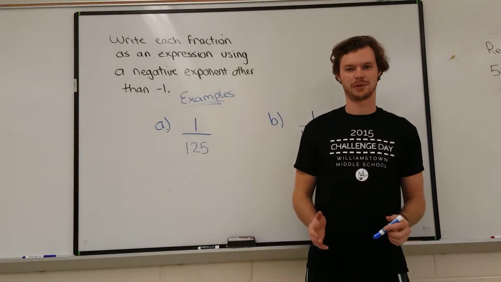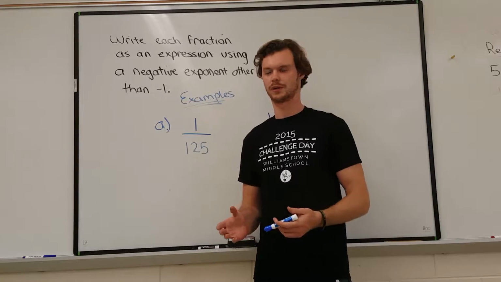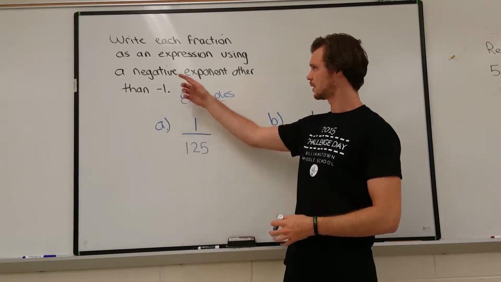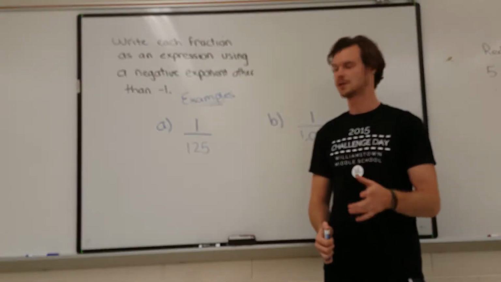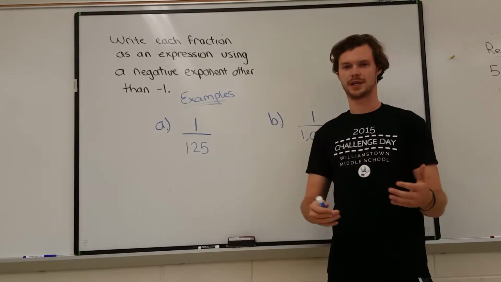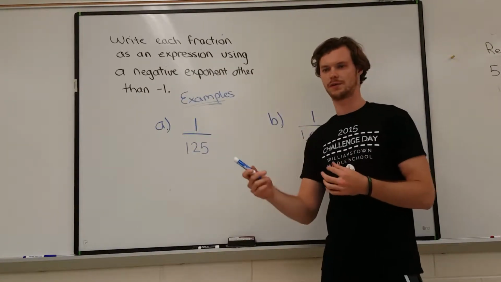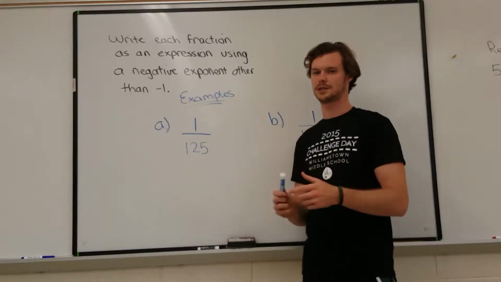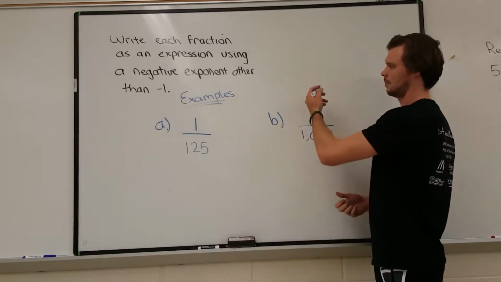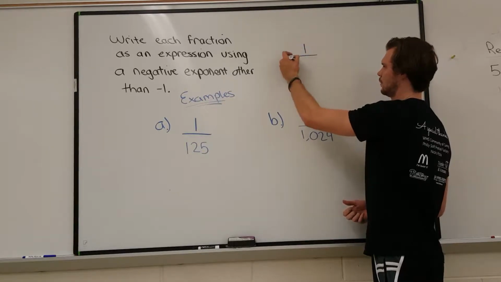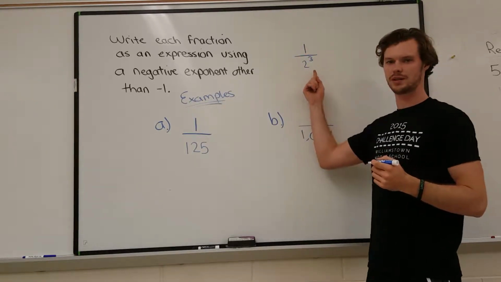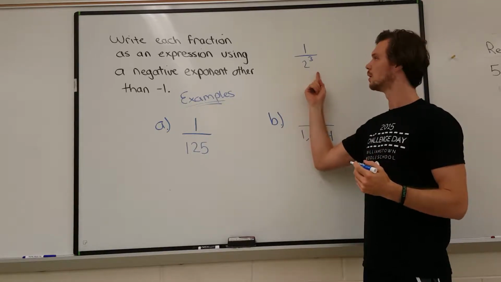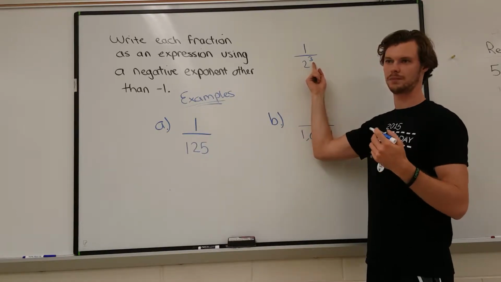Alright guys, I'm here to help you out with a question that seems a little bit weird to people at first. The directions would say something like, write each fraction as an expression using a negative exponent other than -1. So if you're up to these questions, you've probably gotten to some that look like this. And maybe it'll say like 1 over 2 to the third, but it wants you to write this using a negative exponent rather than a positive exponent, 2 to the third.